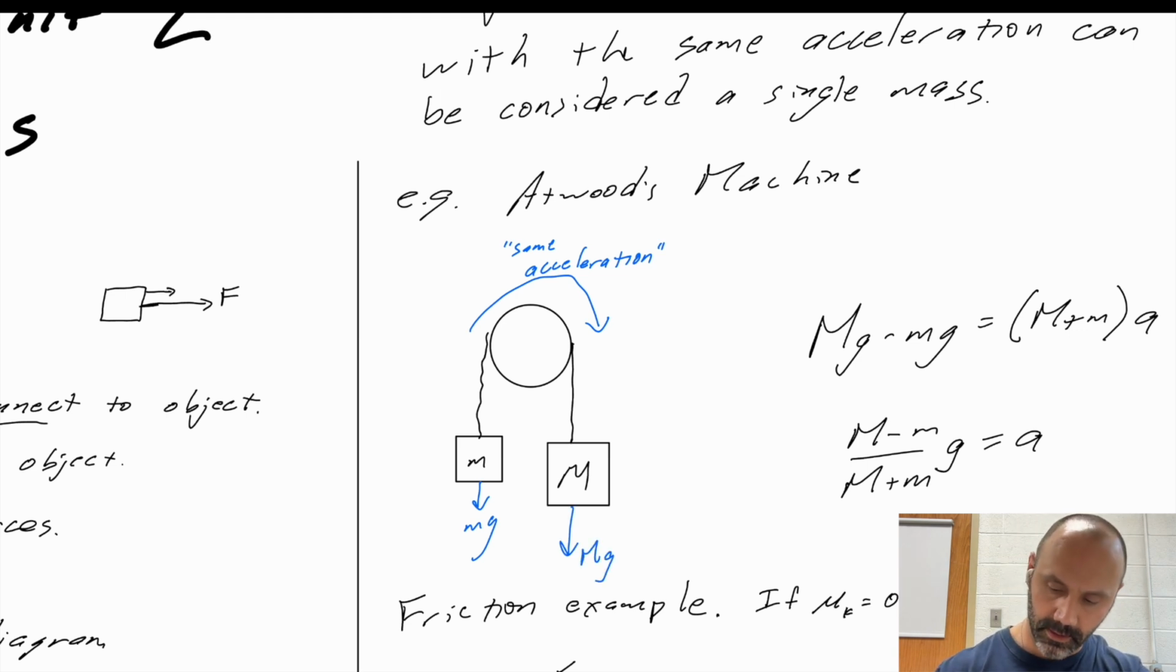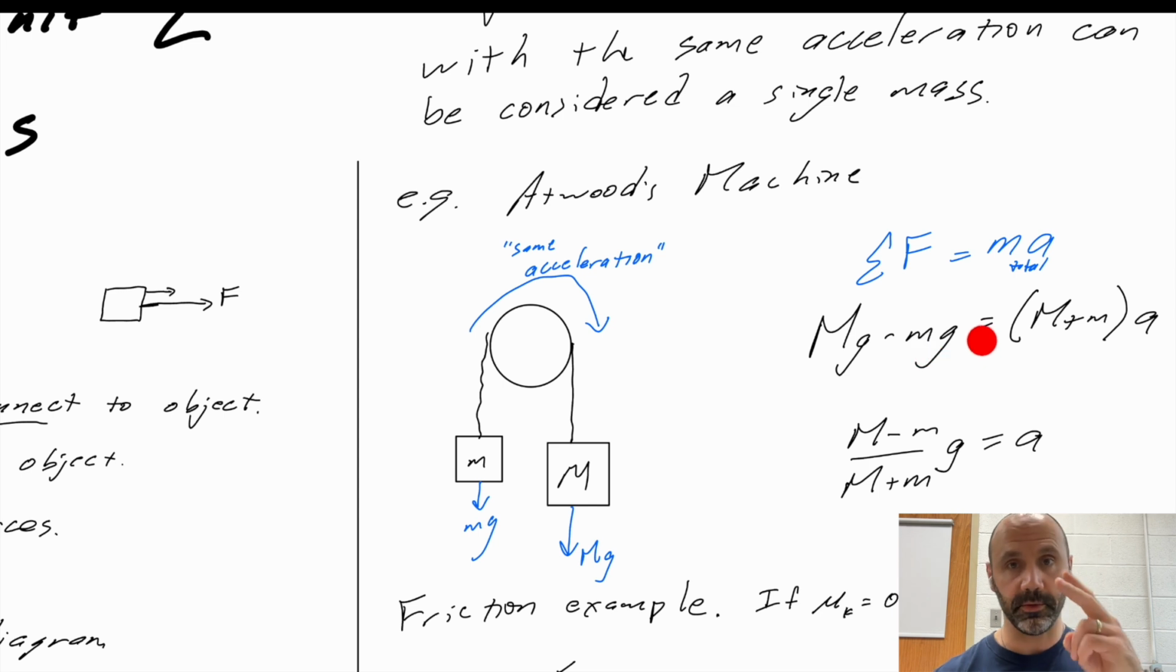So when I write the net force equals ma, m total, write that there. So what are the forces? Well, it's just these two, right? This one is pulling in the direction of the acceleration. This one's pulling opposite the direction of the acceleration. So I write mg minus mg equals, both masses are the system, so m plus m times a.